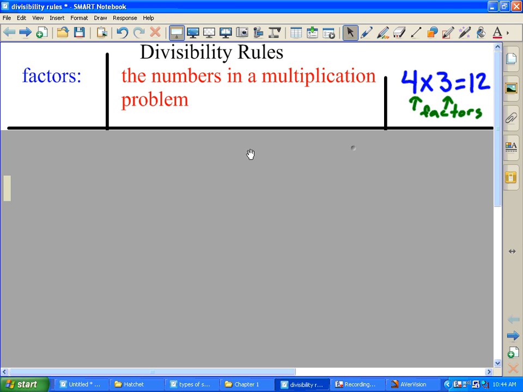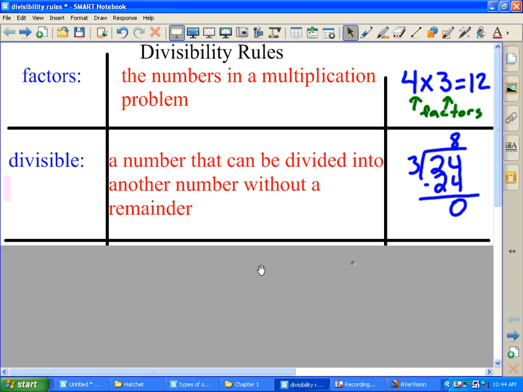Okay, next word. Divisibility. When you're talking about divisibility rules, divisible just means a number that can be divided into another number without a remainder. So you get a remainder of 0. If a number is divisible by another number, it means you can divide it without a remainder.